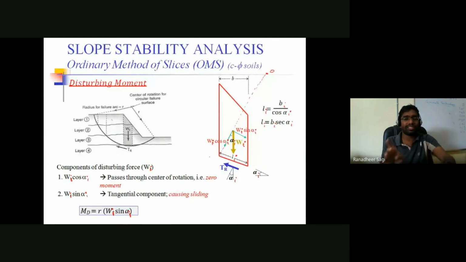Ultimately, the analysis is nothing different. Whatever we have talked about in your Swedish circle method, the same thing is what we are trying to talk about even now. The difference here is that the total width of the failure surface is divided into n number of slices, and for each slice we calculate how much force is getting resisted, and how much force is causing the driving in the slope, at least in that particular slice we have considered.